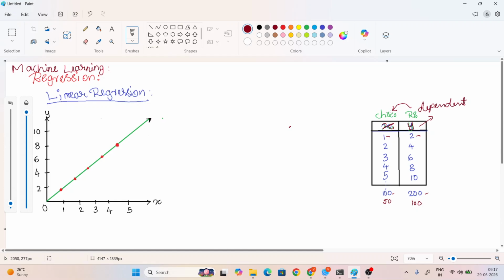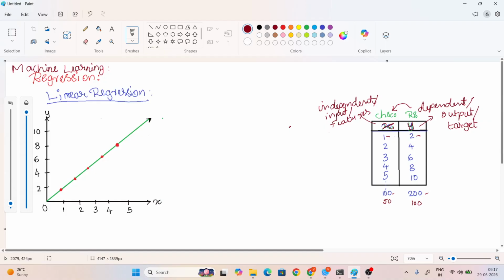Dependent variable. And here we call X the independent variable. Otherwise we call it input, otherwise we call it features. The other name of y is output, otherwise we call it target. So all are the same, guys, but with different names. So x is an independent variable and y is a dependent variable.